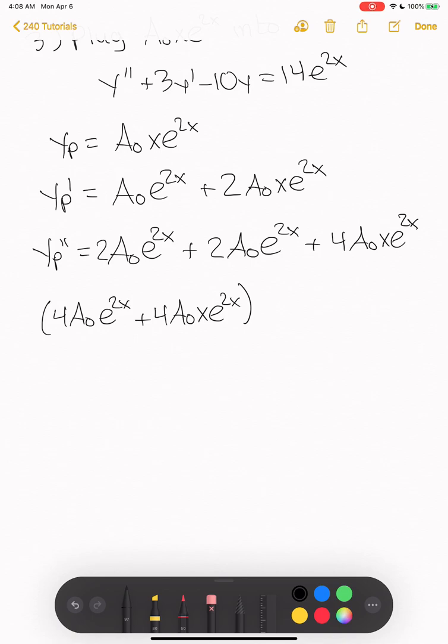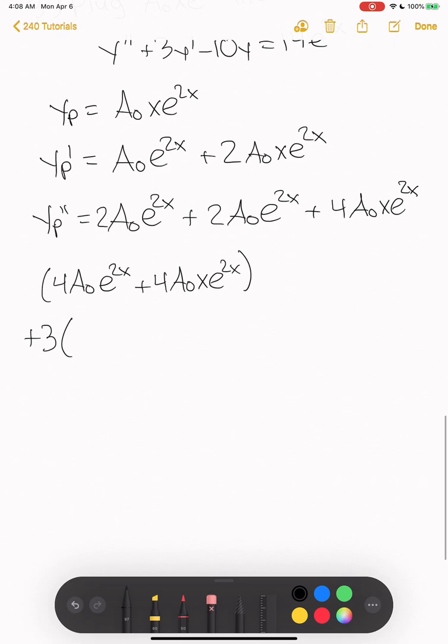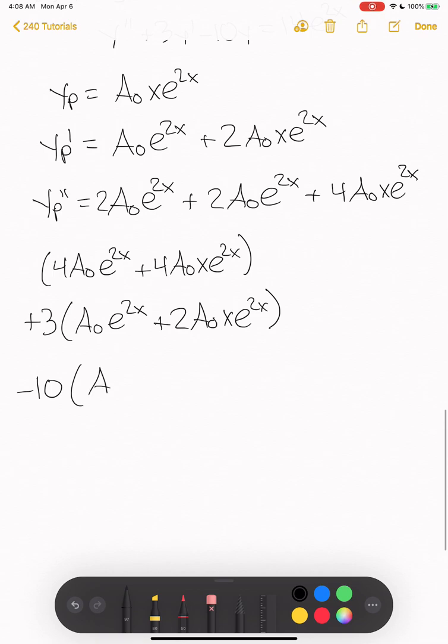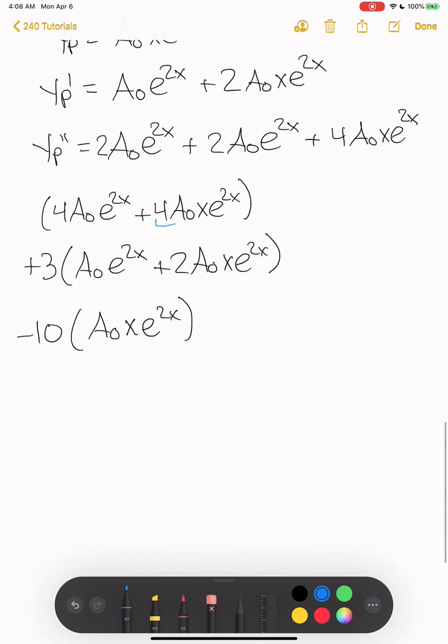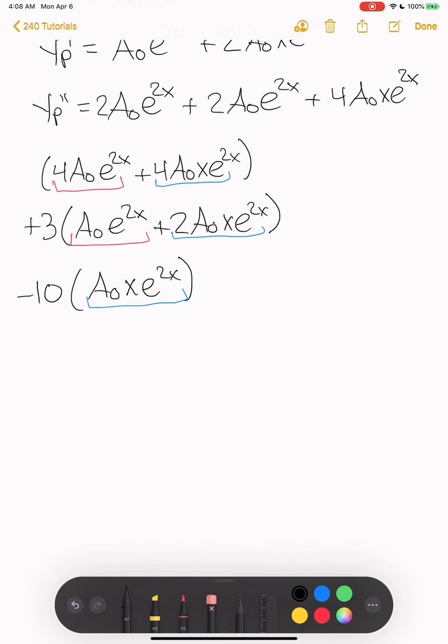I add to that 3 times y prime. y prime was a naught e to the 2x plus 2a naught x e to the 2x. And then I subtract off of that 10 times my particular solution here, which is a naught x e to the 2x. Okay, and so we have two different types of terms. We have terms with an x, and we have terms without an x. So we can group those like terms across the equal sign, or we can group them all together first. So the ones without an x, we have 4 of them here, and then plus 3 of them here. So I have 7 a naught e to the 2x.